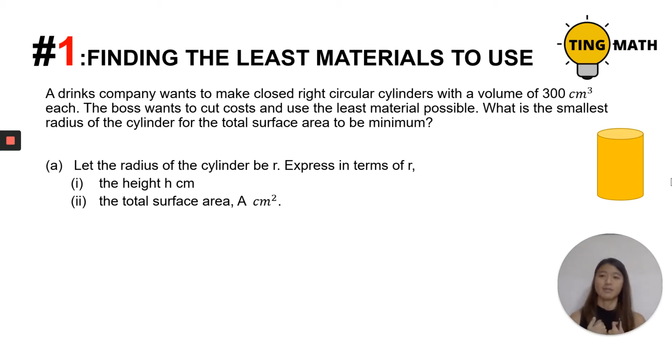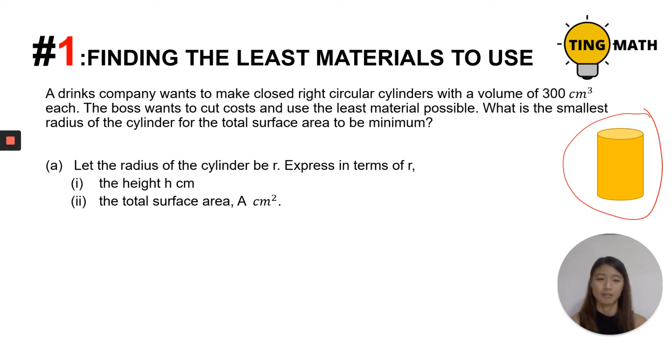All right, let's go. So the first one is to try to find the least material to use when we are building something. Okay, so let's go to our case study. Let's imagine ourselves to be a drinks company. Let's say we are Heineken, right? And we want to make closed right circular cylinders with a volume of 300 cm³ each, like this one. It's kind of like our cans of drinks.